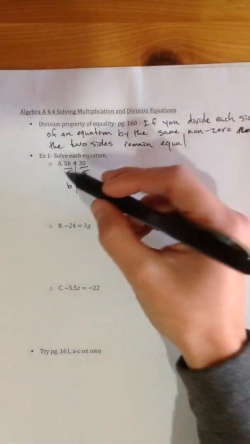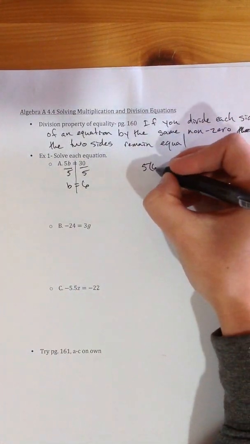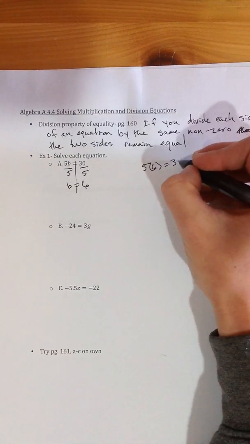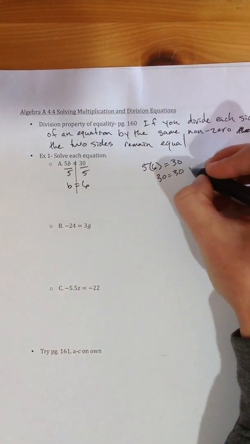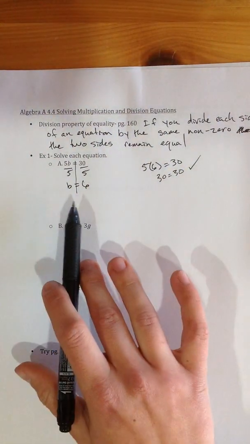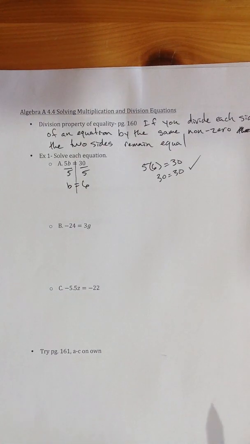And we know that we can always plug back in. If I did 5 and then instead of the b I plugged a 6 in there, what we could check is 5 times 6, 30. Well, it is, so 30 equals 30, so that checks out. So whatever number you get for your answer, you should always be able to plug back in and both sides still remain equal to each other.